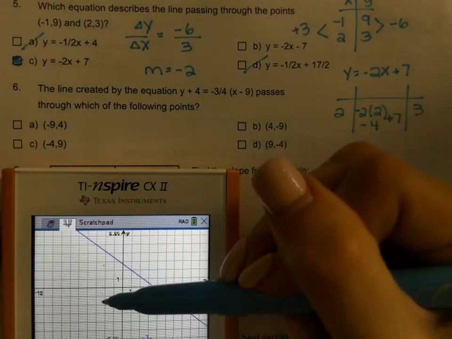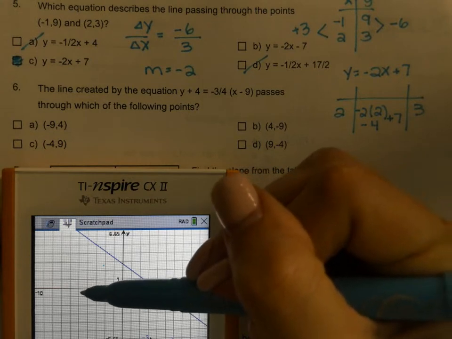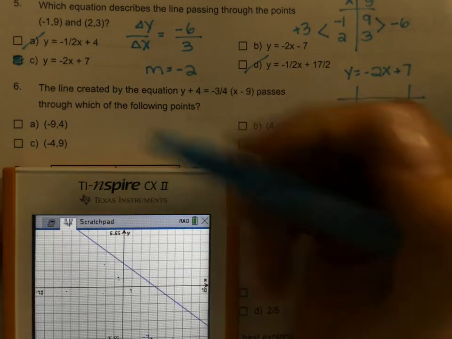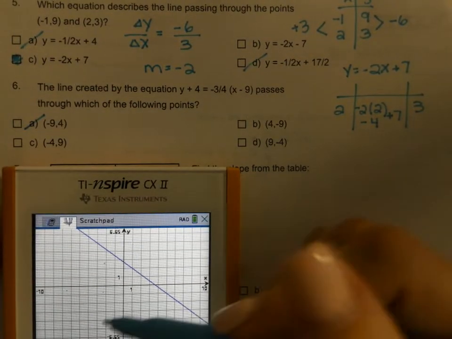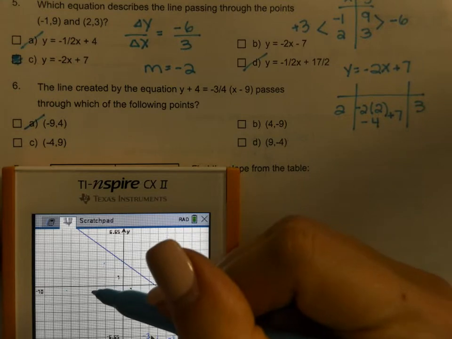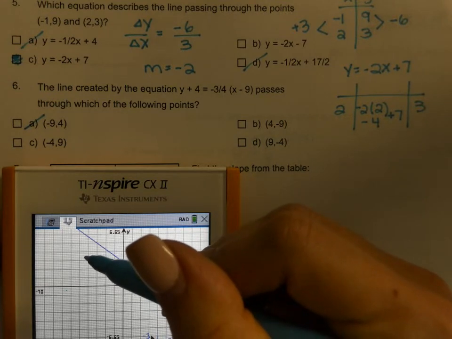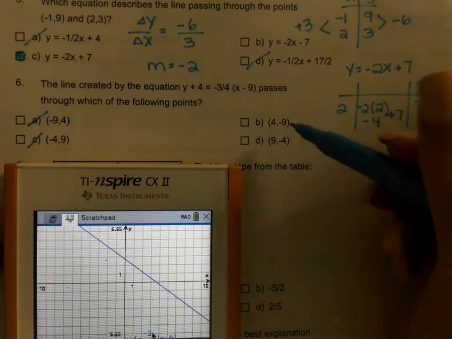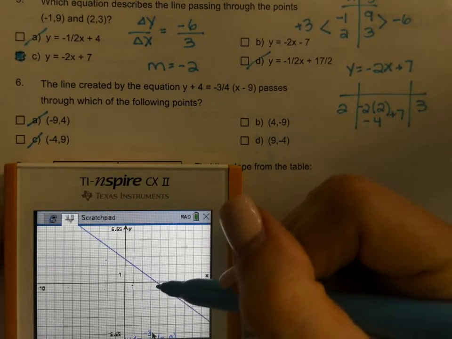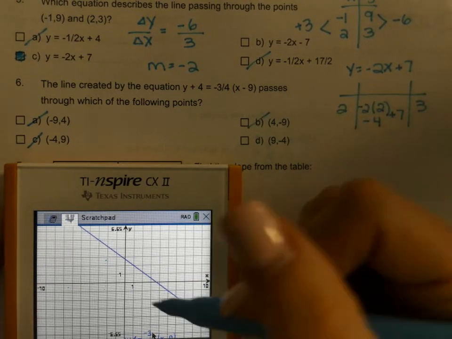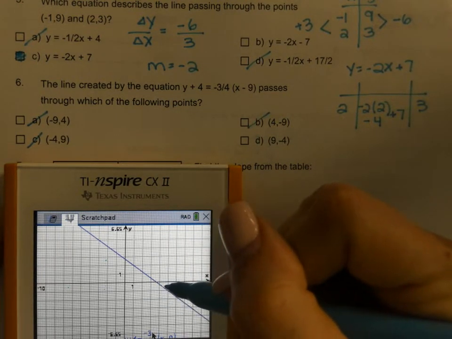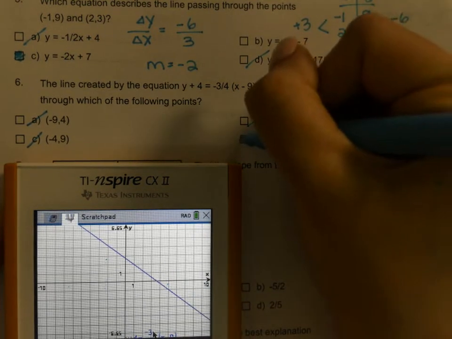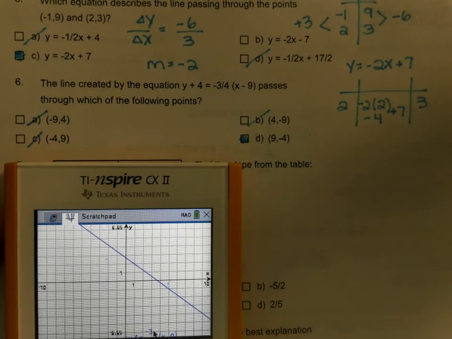Okay, so let's see which one of these points is on your graph. So negative 9, 4. Nope, that's not on there. Negative 4, 9. Nope. 9 is not on there. Okay, 4, negative 9. Nope. And then 9, negative 4. Yes, it is. So that's how you could do it on your test when you have calculators.